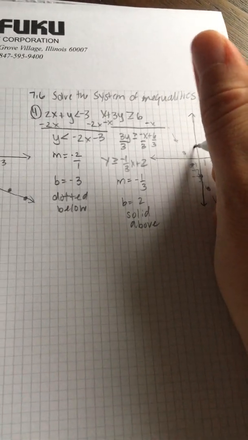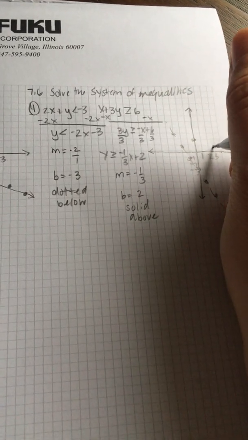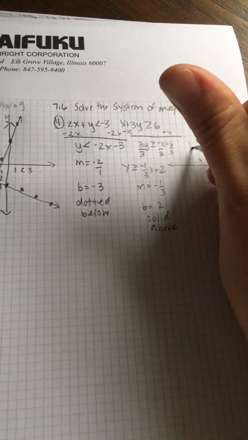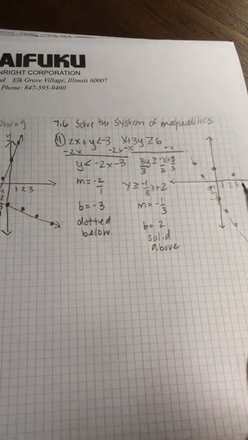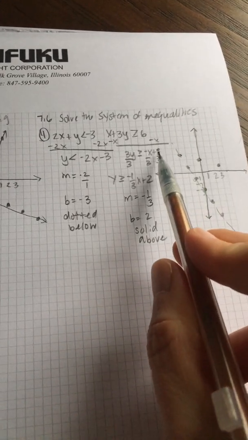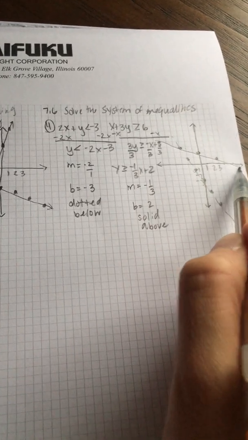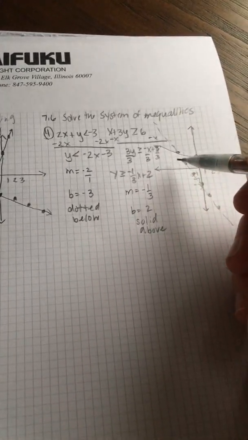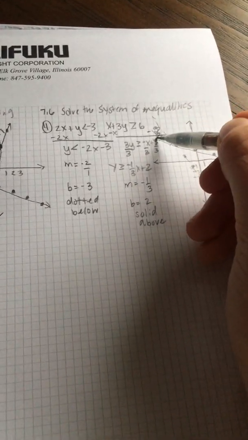on the y-axis. My slope says down 1 and right 3. Or up 1 and left 3. So when I connect these, I need a solid line, and I need to be below this line and above this line, which means I'm shading right in this section up here.